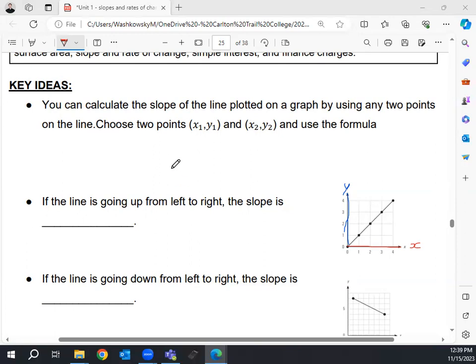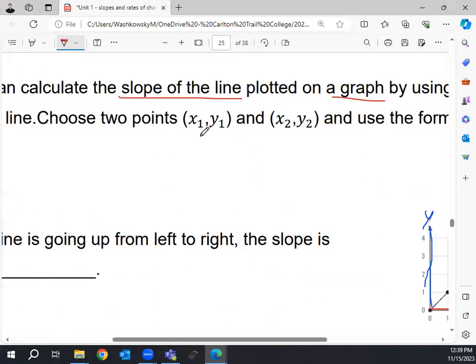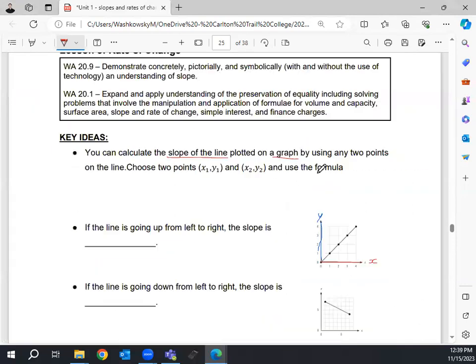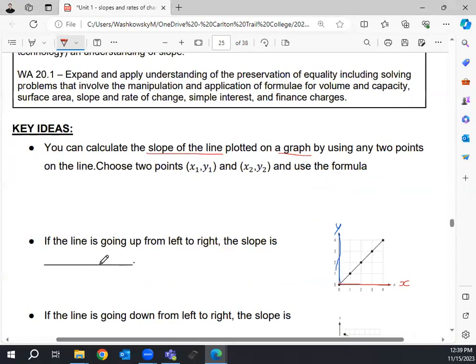Okay, so if we want to find the slope of a line in a graph, we can just pick any 2 points on that line. So we have this line here, and we see there are 4 points there. You can use that information to figure out 2 points on the line. So we just pick 2 points, and you're going to be looking at this stuff and wondering, what the heck is this? We're going to explain that. This 1 and this 2 mean something. We'll get to that today. But we use a formula for this.